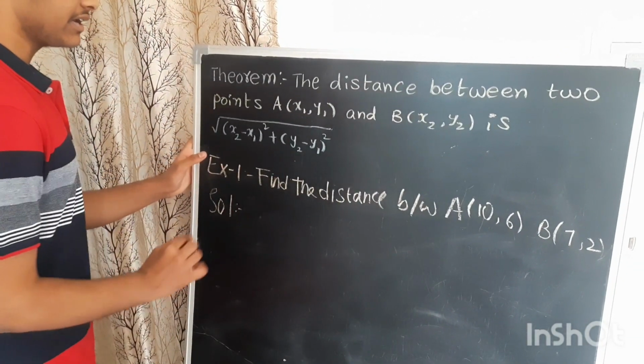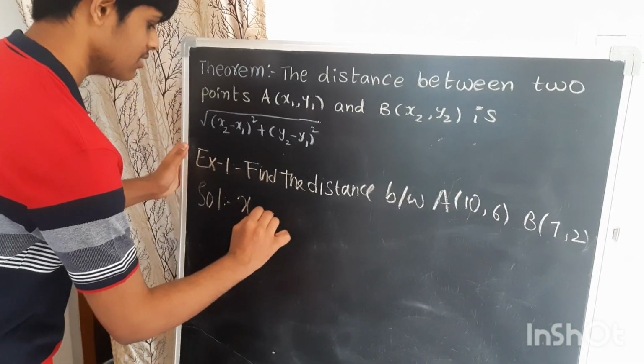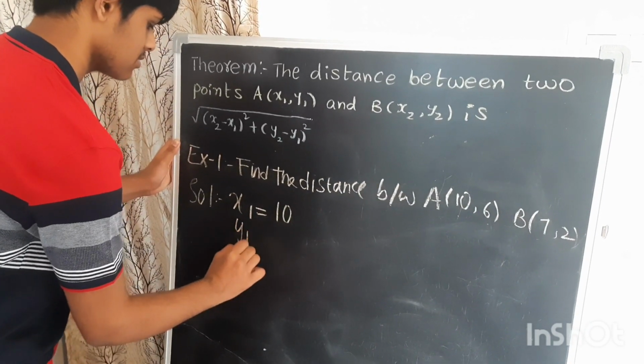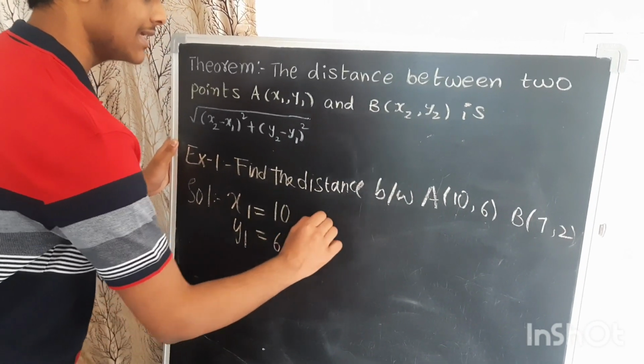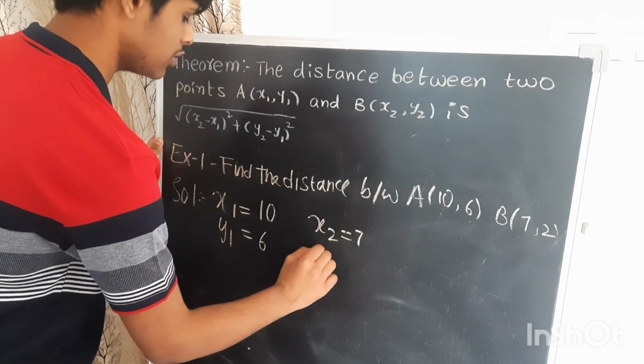First of all, we will write x1, y1. Here x1 equal to 10, y1 equal to 6, x2 equal to 7, y2 equal to 2.